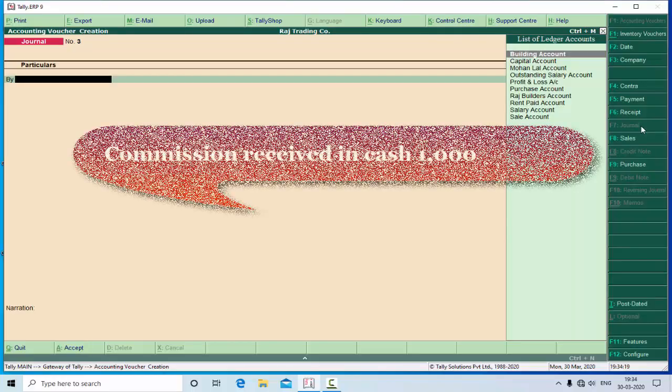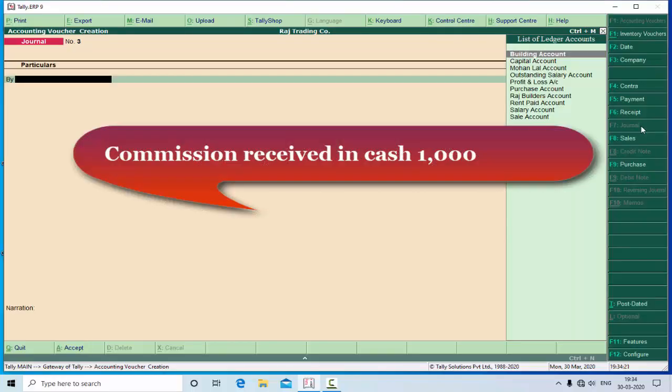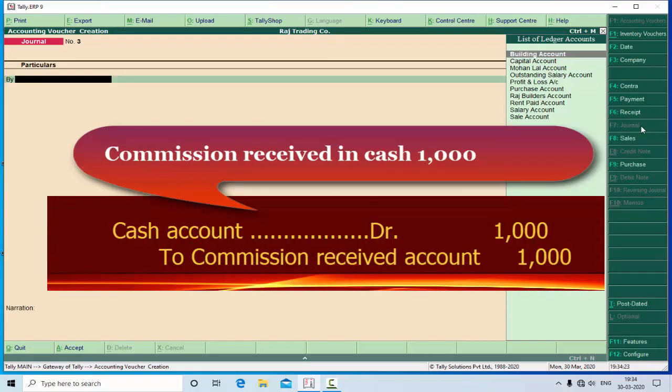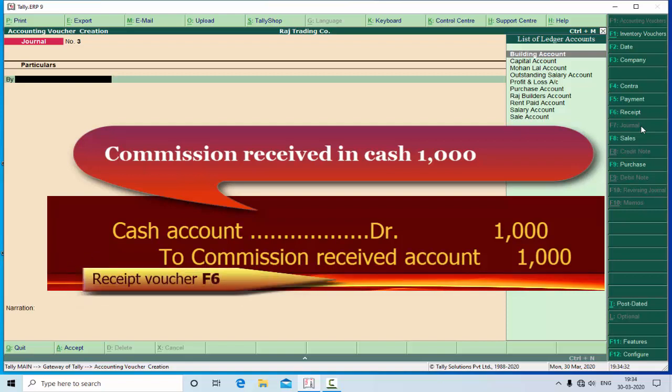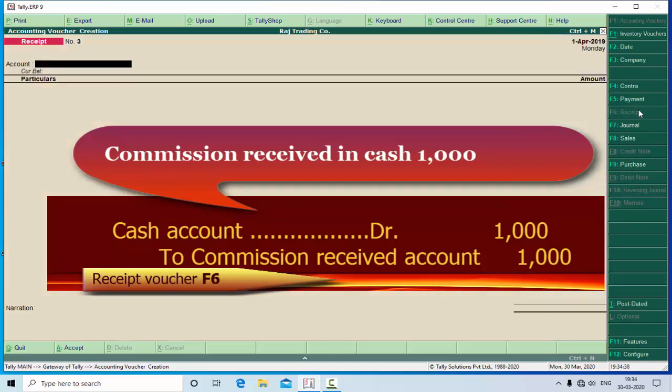Next entry is commission received in cash. It's an income. When we receive the commission in cash, cash account debit, and that commission can also be received by check, then bank account will be debited if received by check, and credit the income account. All incomes are credited according to our accounting. So that entry will be recorded in the receipt voucher.